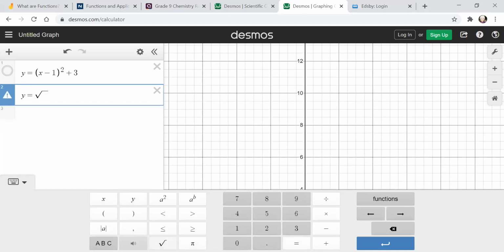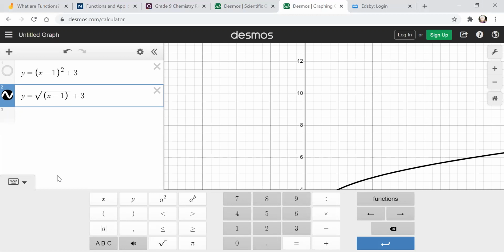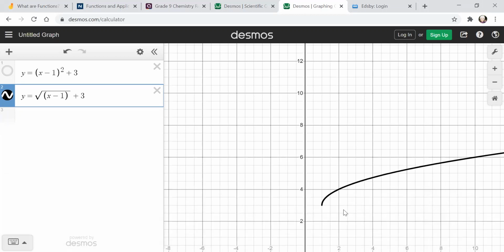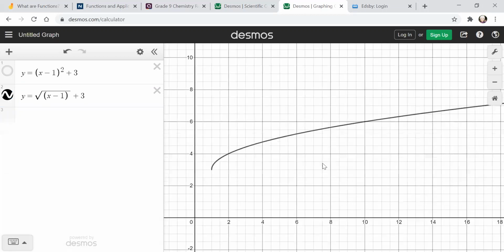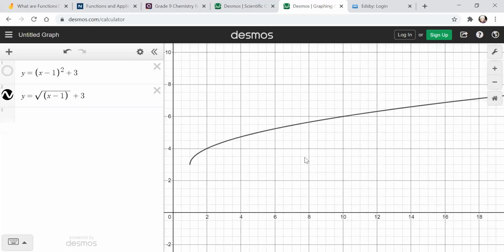All right, I have to put x minus 1 underneath the square root sign there and plus 3. All right, this looks weird. Has anyone seen anything like that before?